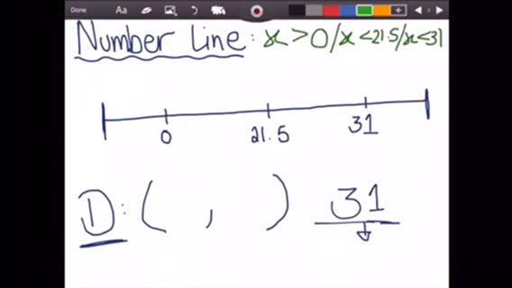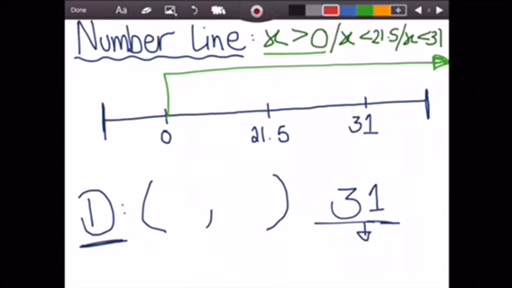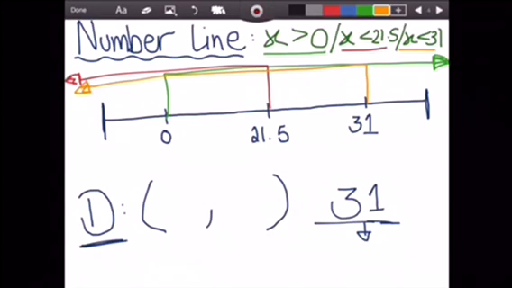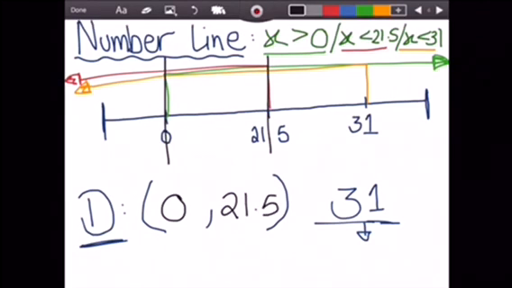Now this is our number lines. And now we have our three x values. So x is greater than 0, so 0 is going in this direction. Now for 21.5, it's going to go to the opposite direction, and for 31, it's going to go in the same direction as 21.5. Now, where do they all meet? Where do the three lines meet? They meet from 0 till 21.5. So this is where they meet. Our possible values are between 0 and 21.5. And 31 is going to be rejected.